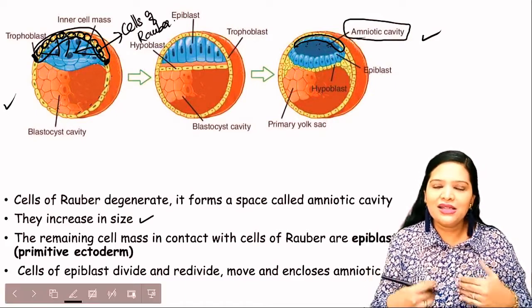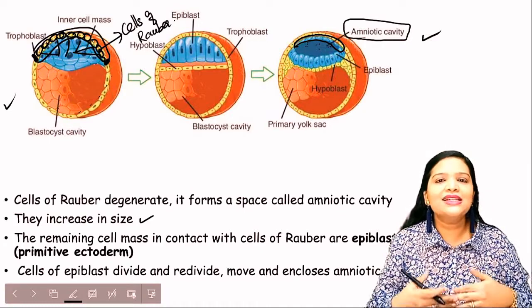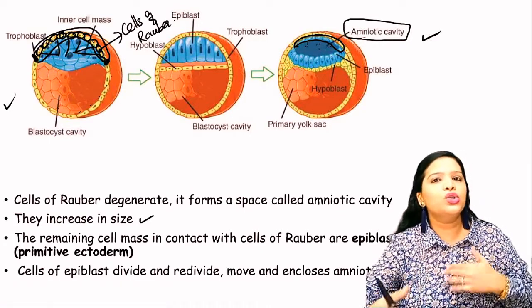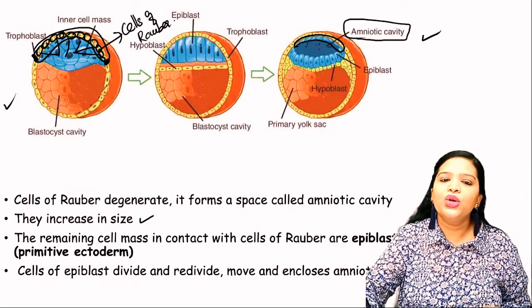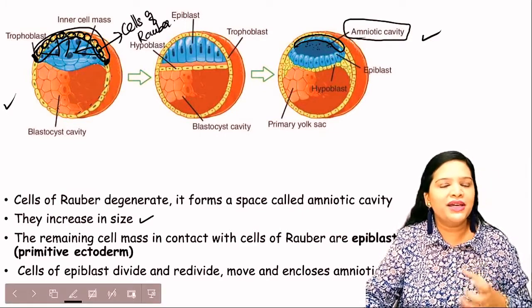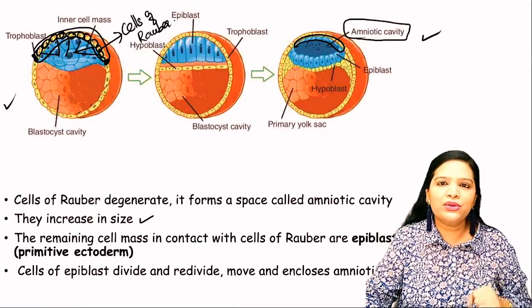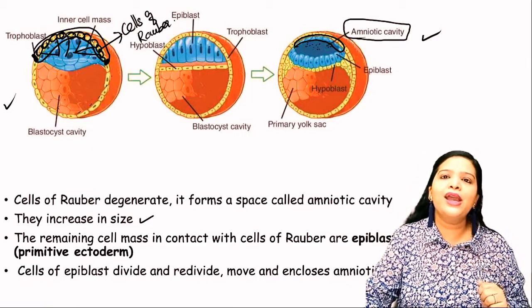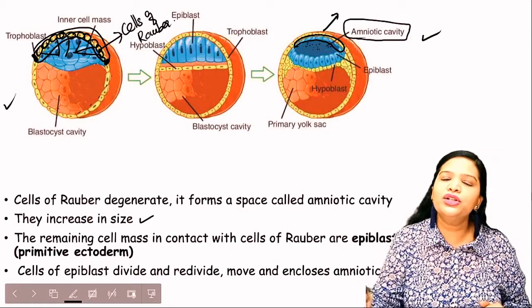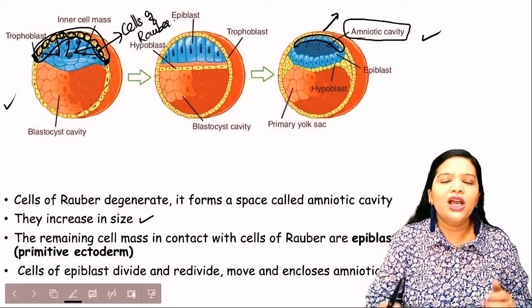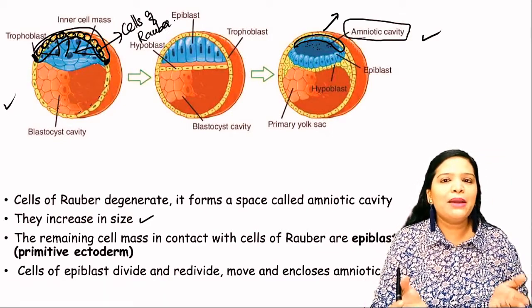As the embryo grows in size, the size of the amniotic cavity also expands. The amniotic cavity is filled by a fluid called amniotic fluid. This amniotic fluid is secreted by both the growing embryo and the outer trophoblast cells. In the amniotic cavity, the embryo will float.